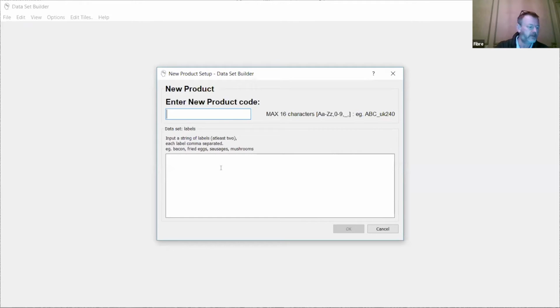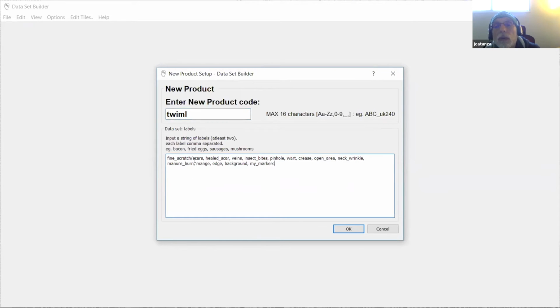So this is my data set builder. Enter a new block. We'll call it. And we need to build our labels as well. So what we do is just import a set of labels. Okay, can you see the labels now have been inserted? Yes. So we've got labels like fine scratches, heel scar, veins, insect bites, pinhole, walk, crease, open area, neck wrinkle, manure, burn, mange, edge, background. The edge and the background is where the scanner runs off the edge of the leather.